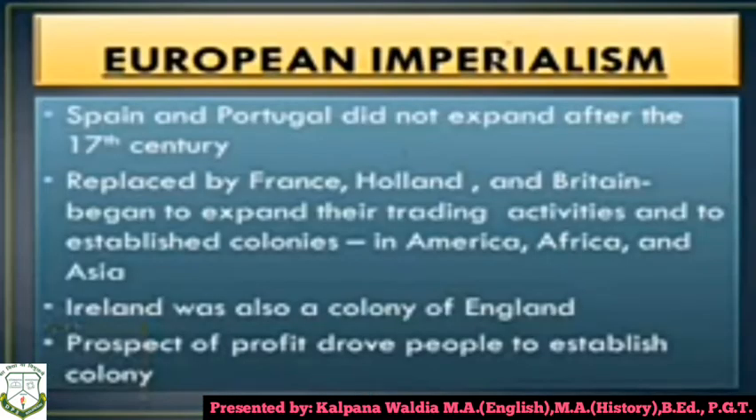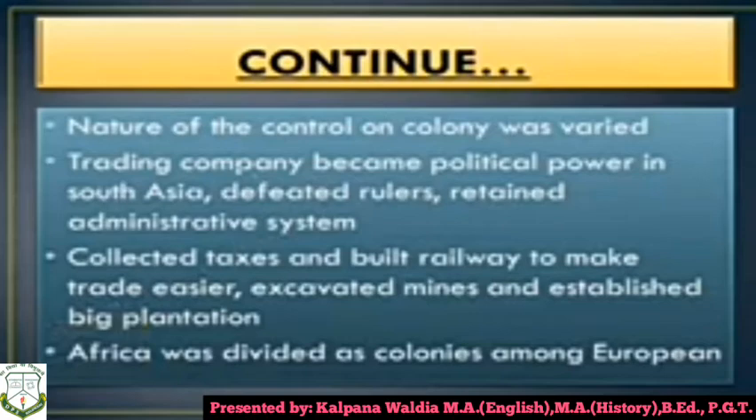Under European imperialism, Spain and Portugal did not expand after the 17th century, and were replaced by France, Holland and Britain, who began to expand their trading activity and established colonies in America, Africa and Asia. Ireland was also a colony of England. The prospect of profit drove people to establish colonies. The nature of control on colonies varied. Trading companies became a political power in South Asia, defeated rulers, retained the administrative system, collected taxes, built railways to make trade easier, excavated mines and established big plantations. Africa was divided into colonies among the Europeans.